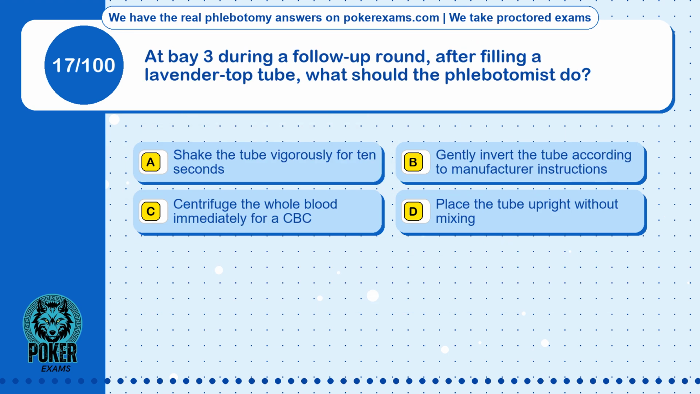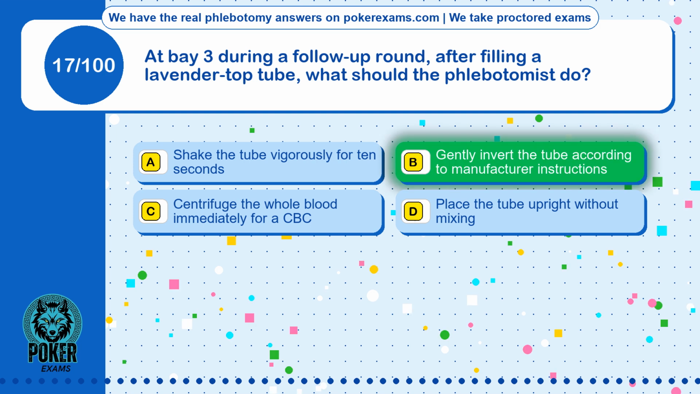Question 17. At Bay 3 during a follow-up round, after filling a lavender top tube, what should the phlebotomist do? Option A, shake the tube vigorously for 10 seconds. Option B, gently invert the tube according to manufacturer instructions. Option C, centrifuge the whole blood immediately for a CBC. Option D, place the tube upright without mixing.